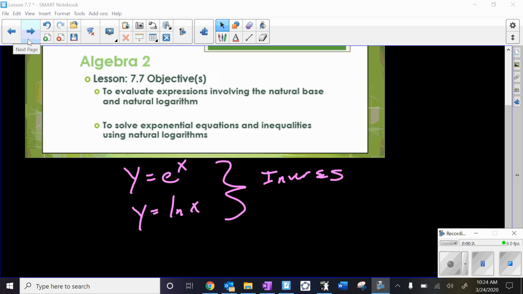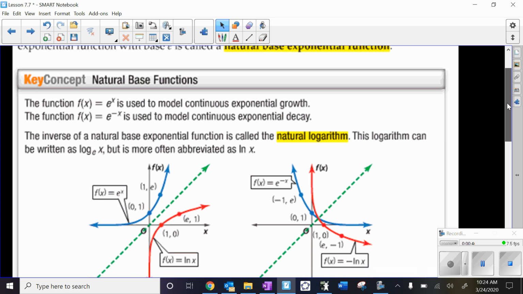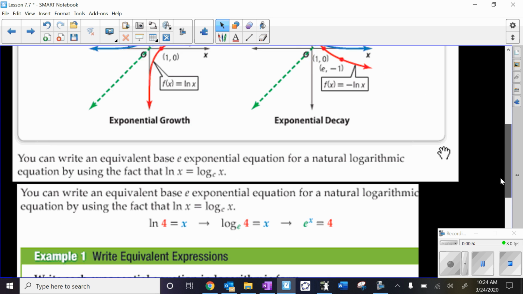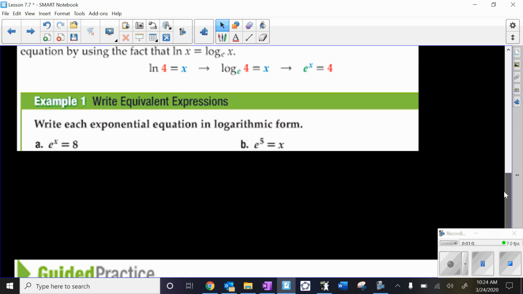So the first thing that we need to do, since we're still dealing with exponential and logarithmic functions, is be able to convert between the two forms again. So this goes right back. We just talked about this in the previous video, what the functions look like. We mostly focused on this picture right here, where we had e to the x and the natural log of x and how they were inverses over y equals x. Now we're going to look at converting between the two forms.